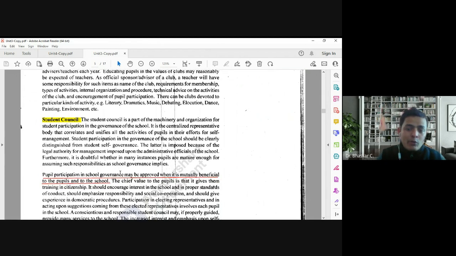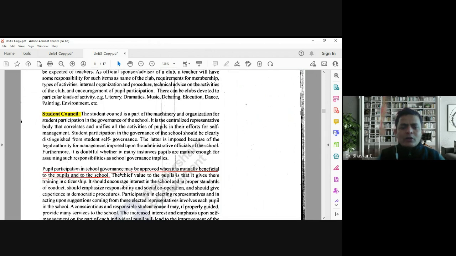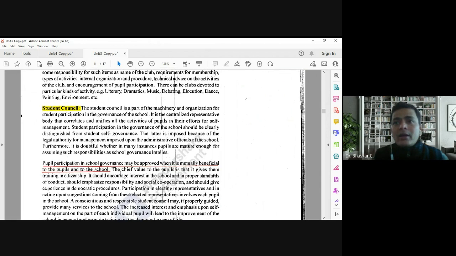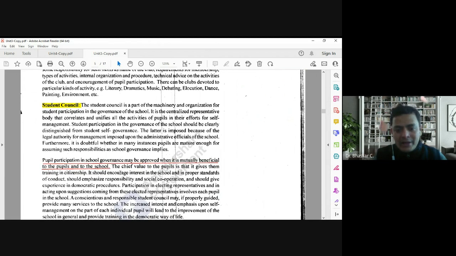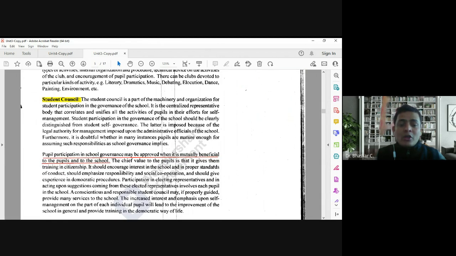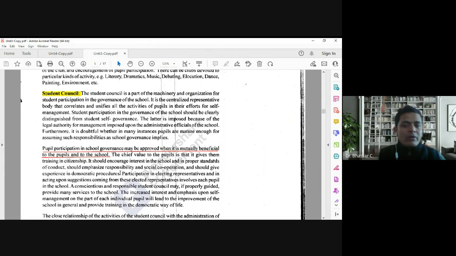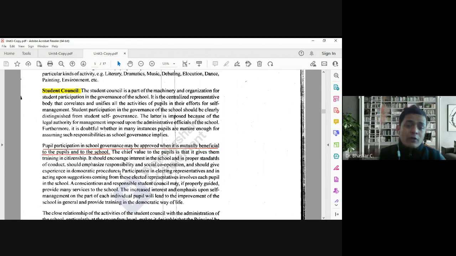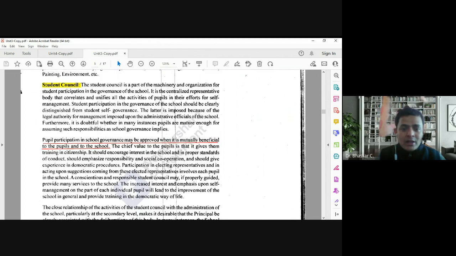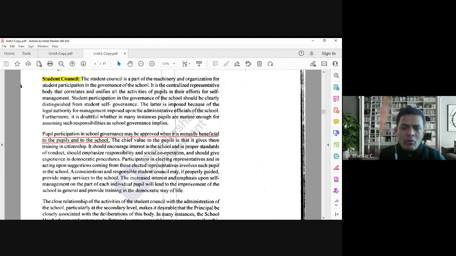Now, another important point is the student council. What is the student council? This is very important and very easy to understand. Like in your municipality or in your local surroundings, in your local governance, you have some council, right? If you are living in a city, or in a village, or in a place in between a village and a city, then you have some local government in the form of a council.